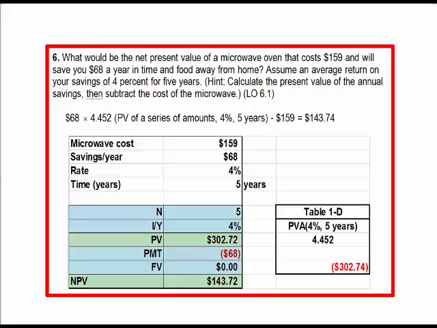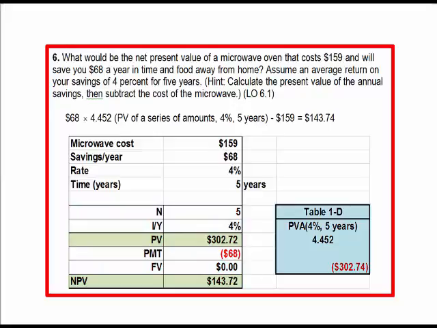Calculator, N is 5, I/Y is 4. The payment is $68. That's your savings. Future value 0. Solve for the present value. It's going to save you $302.72, and it's going to cost you $159. So you subtract that. So the net present value is $143.72.